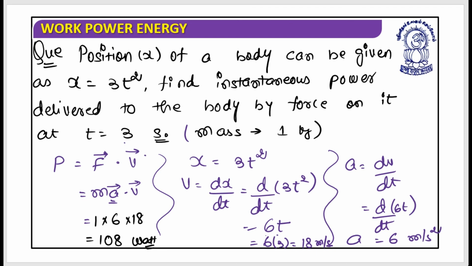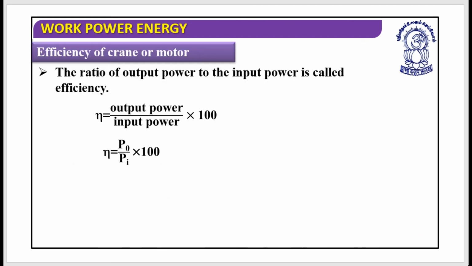No? Great. Now let's work on the efficiency of a crane, or somewhere it has been asked to find out the efficiency of the motors. When I am asked to find the efficiency, I must understand that efficiency is always the ratio of the output to the input. Here we are dealing with power, so it is the ratio of the output power to the input power, and generally it is measured as a percentage.